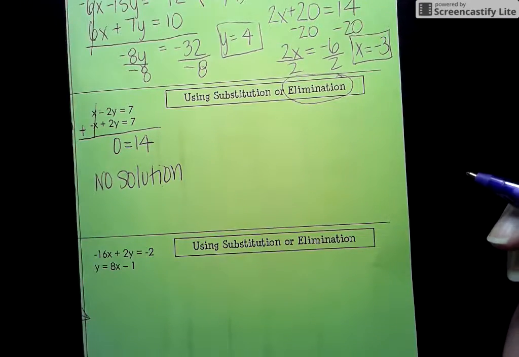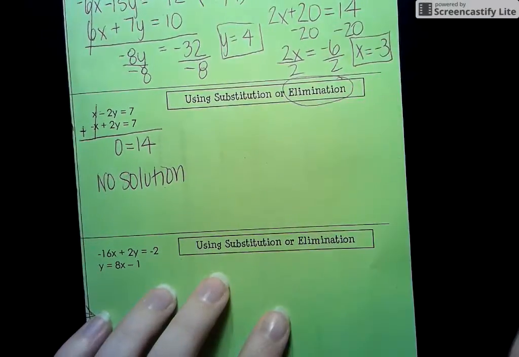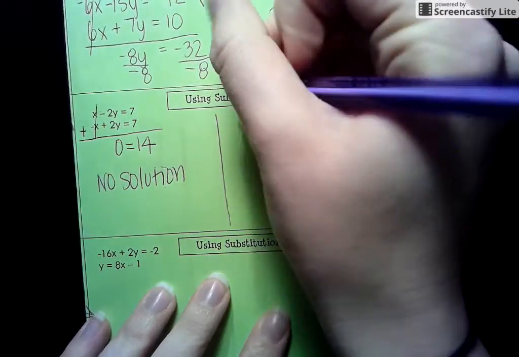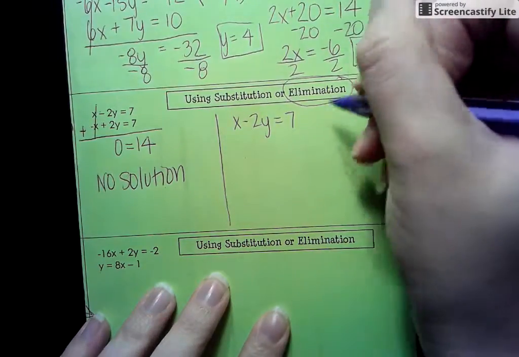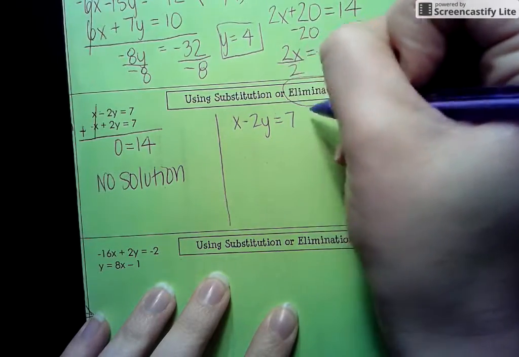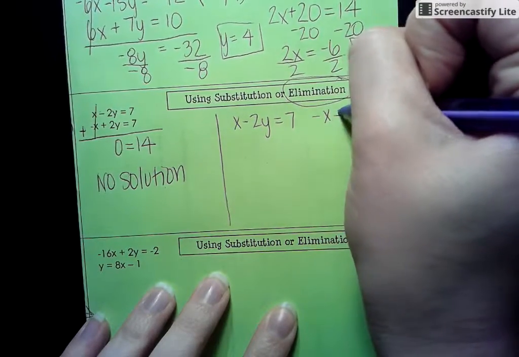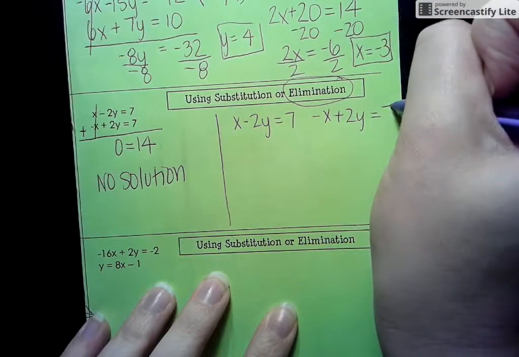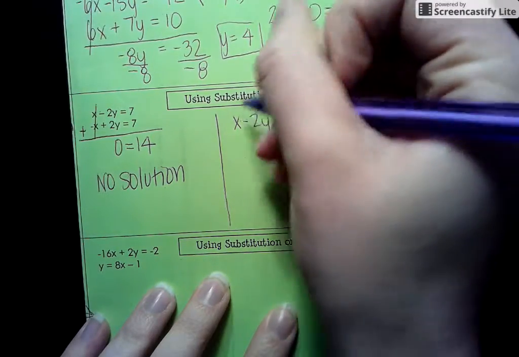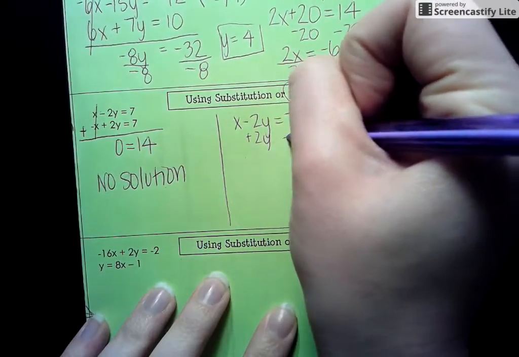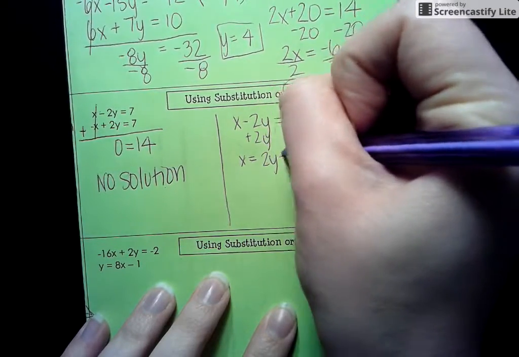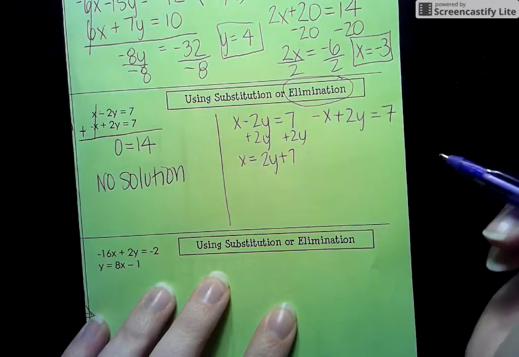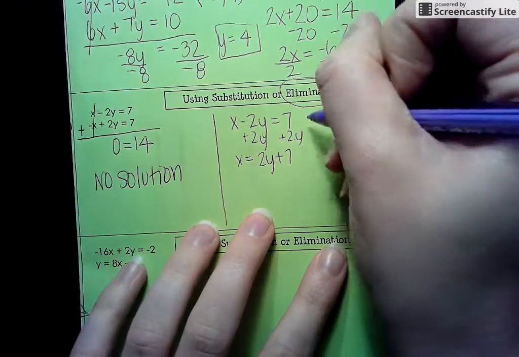You could have also solved by substitution. That was elimination, but if I solve by substitution, I would have x minus 2y is equal to 7, and negative x plus 2y equals 7. I would want to get x by itself to do an x equals. So I have x equals 2y plus 7. So what I would do is I'd put this in for x.